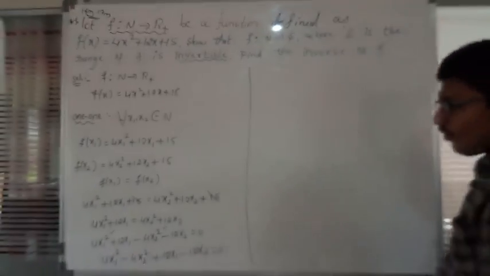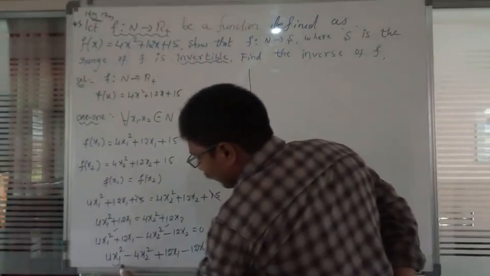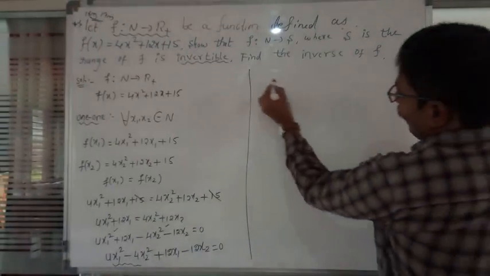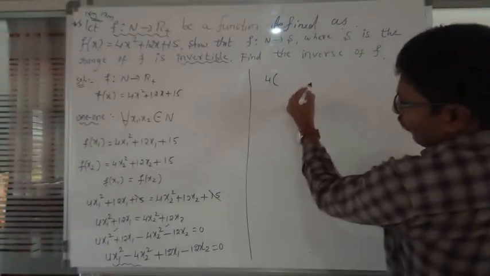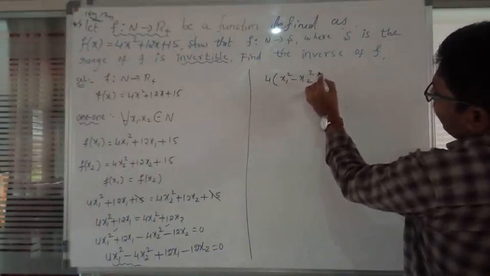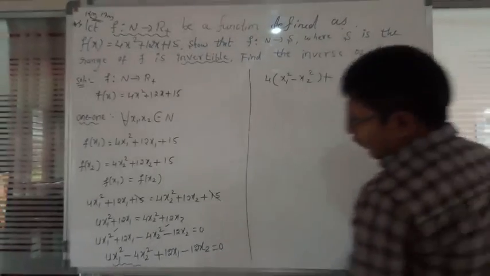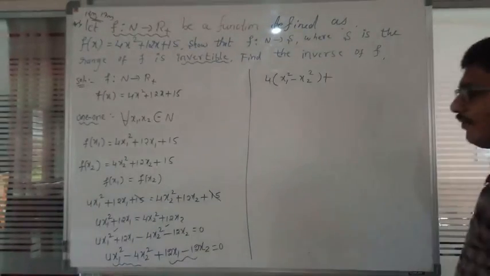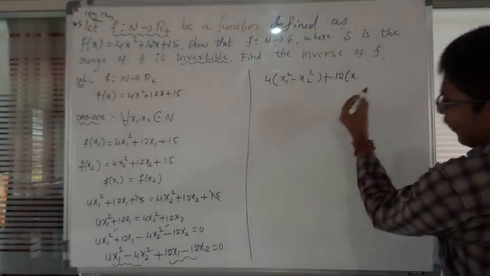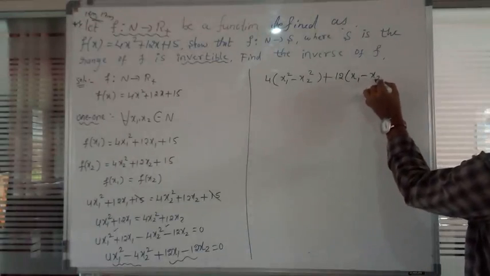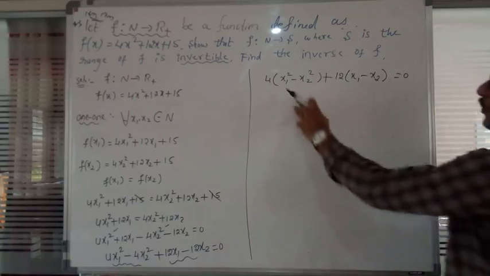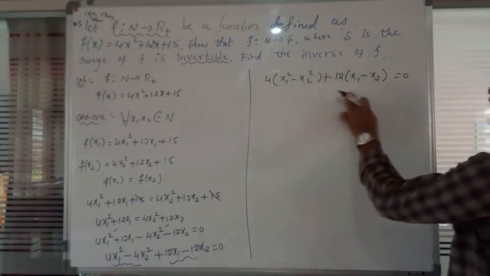Next, in between these two values, what is the common value? There is a 4 as a common value. What's remaining in the bracket? x1 square minus x2 square. Plus, in between these two values, what is the common value? There is a 12 as a common value, so x1 minus x2 is equal to 0. So 4 of x1 whole square minus x2 square plus 12 of x1 minus x2.